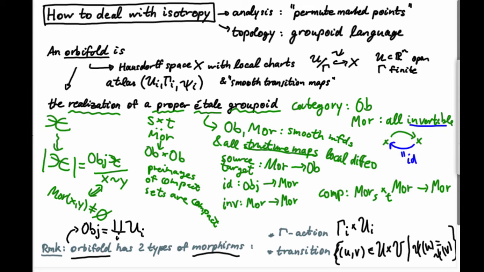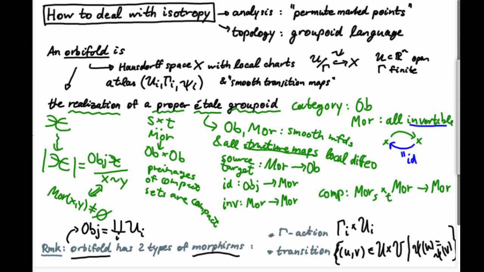Now if you think about realization, you just think about gluing bits together when there are morphisms between them, and so that means you essentially quotient out by the group action here, and then you glue stuff together exactly with the overlaps. Sorry, I'm a little confused. Are we going from proper étale groupoid to orbifold? No, that was from orbifold to proper étale groupoid. Okay.